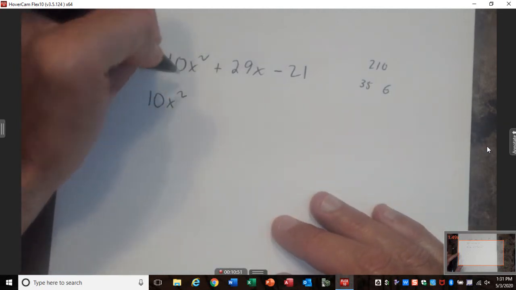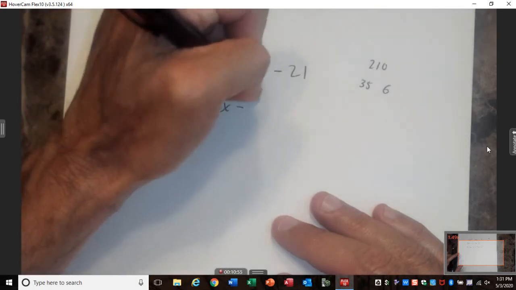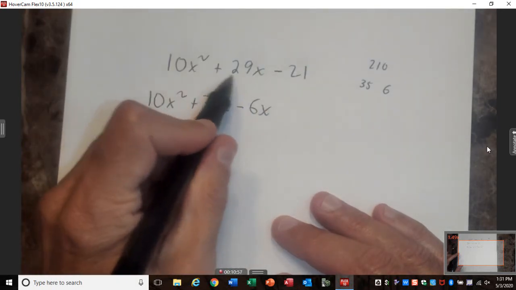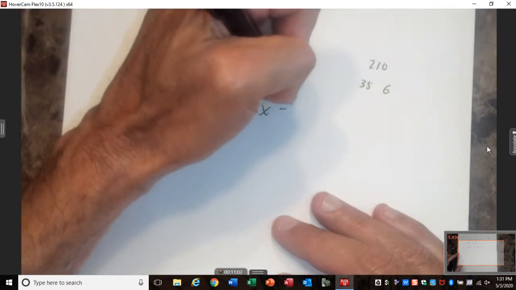10x squared plus 35x minus 6x. So you have to get a positive 29. So it's going to be 35x minus 6x minus 21.